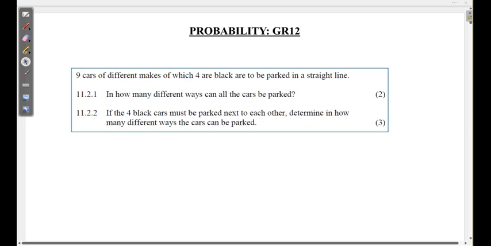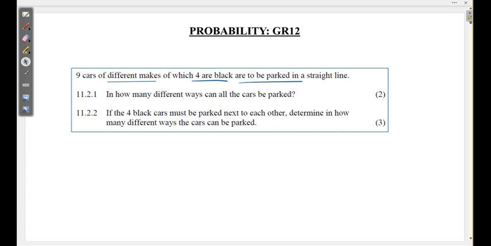Okay, so we have 9 cars of different makes, of which 4 are black, to be parked in a straight line. Their English is not very nice, but here we have 9 different cars, of which 4 are black. Okay, it's fine. So 11.2.1. In how many ways can those cars be parked?